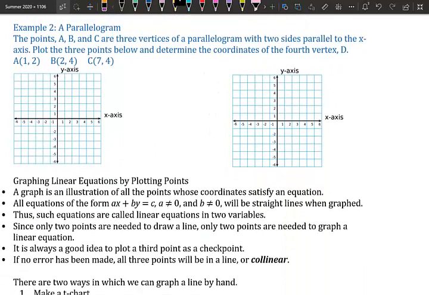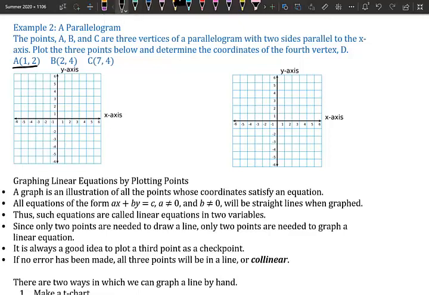Alright, a parallelogram. This is how it fits into chapter 8, because we are going to talk about parallelograms with this. So the points A, B, and C are 3 vertices of a parallelogram with 2 sides parallel to the x-axis. Plot the 3 points below and determine the coordinates of the 4th vertex D. So you're like, why do we have 2 graphs? You'll see why. Alright, let's just plot the points that we have.